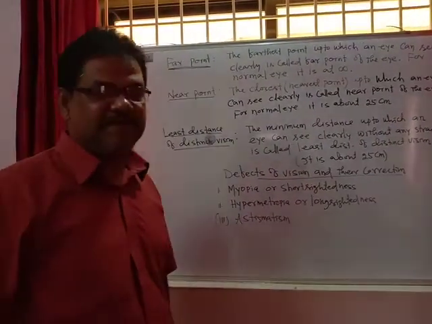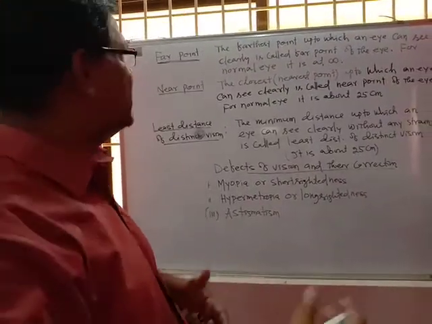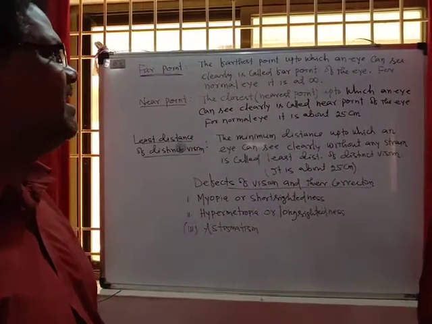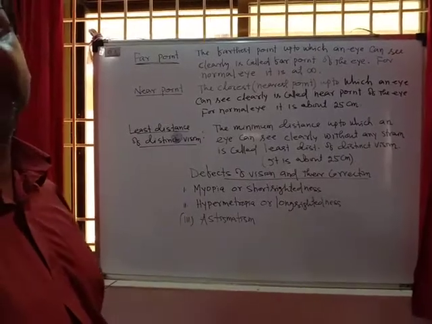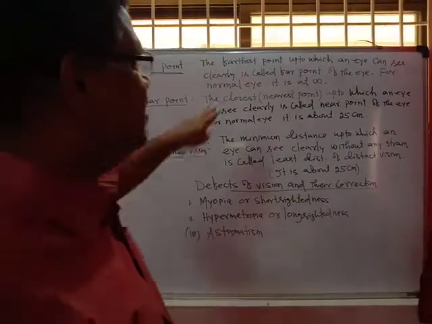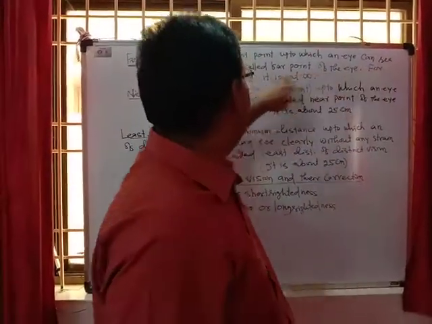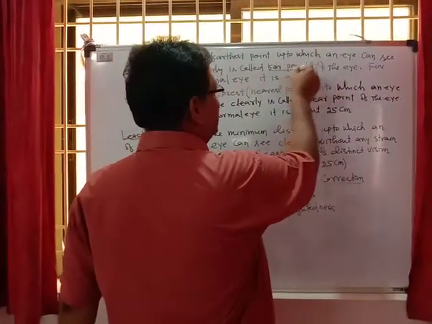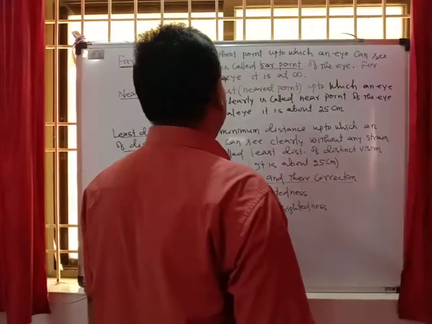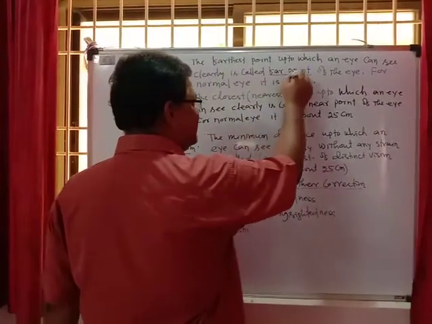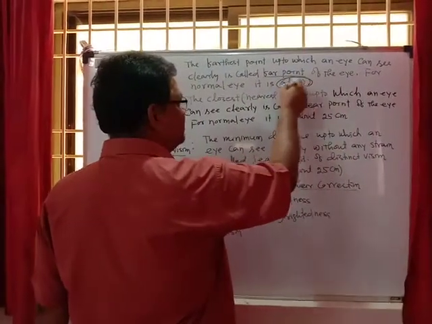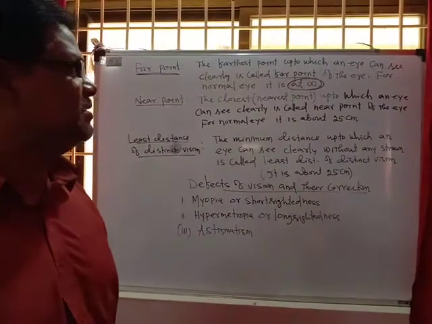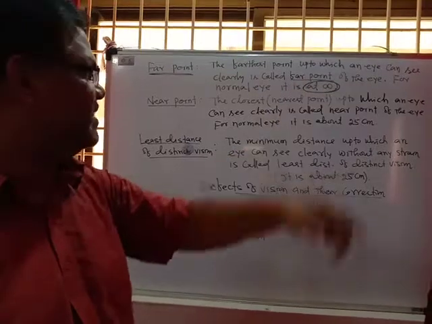What is the far point? Far point means the distant point. The farthest point up to which an eye can see clearly is called the far point of the eye, and for the normal eye it is infinity. For a normal eye with no defect, we can see up to a distance of infinity, the farthest point.